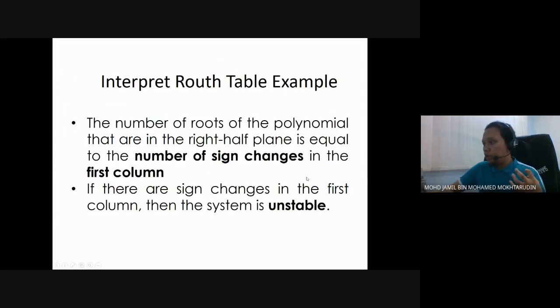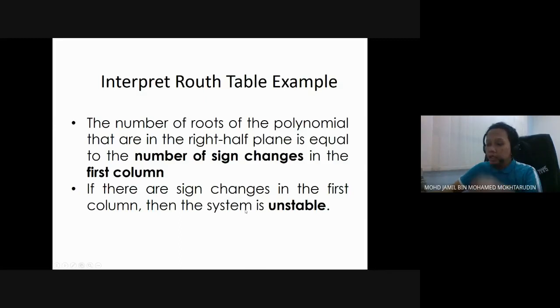So after you develop the Routh-Hurwitz table, then you need to interpret the table. To interpret the table, first you need to look at the number of sign changes in the first column. The number of roots of the polynomial or denominator that are in the right half plane of the S plane can be determined by looking at the number of sign changes in the first column. If there are any sign changes in the first column, then the system is unstable.